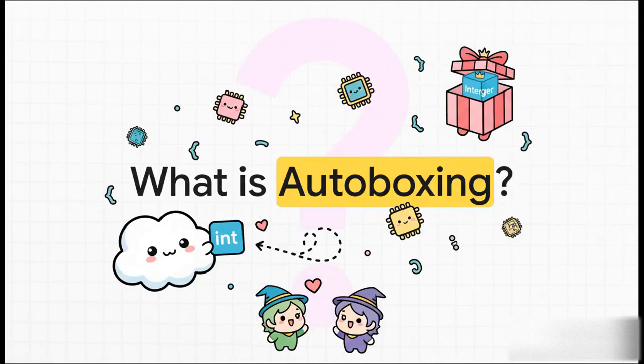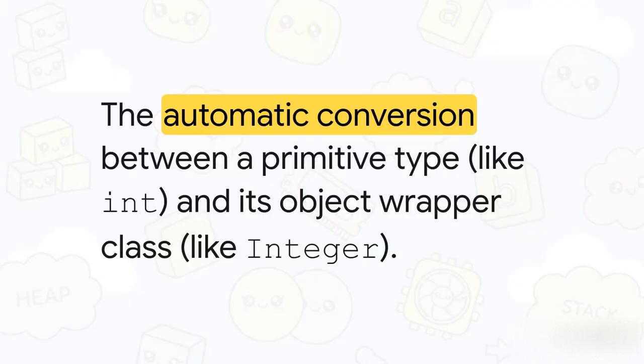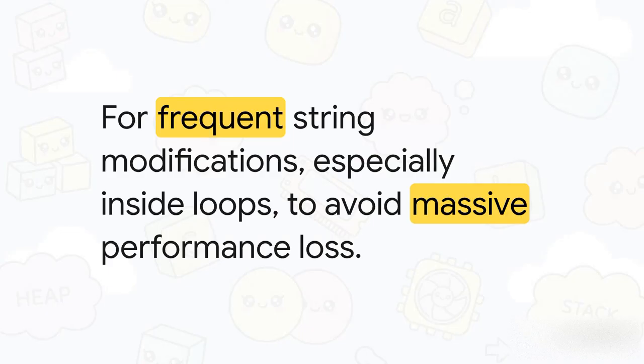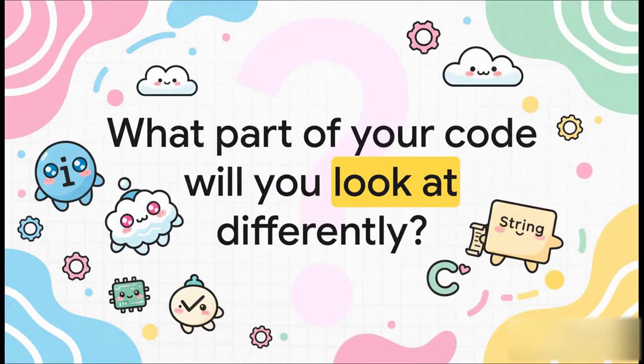All right, next up. What about that compiler magic, auto-boxing? What's that all about? It's just that automatic switch between a primitive, like int, and its object version, like Integer. And finally, the big performance tip. When is StringBuilder the absolute right choice? You use it whenever you're modifying strings a lot, especially in loops. It'll keep your code fast. So knowing all this now, what part of your own code are you going to look at a little differently?